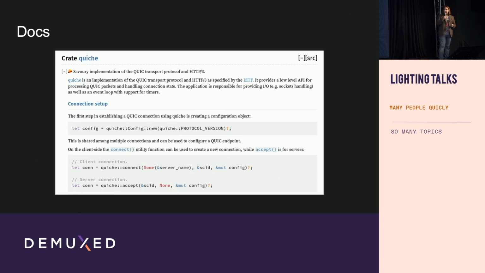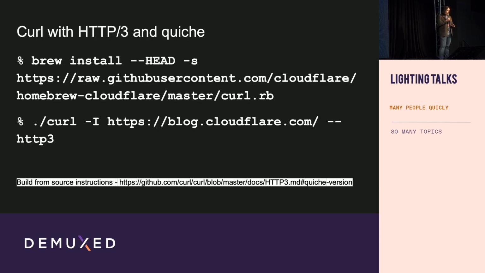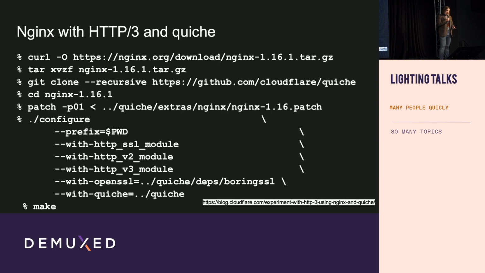Right, so what do we have? We've got the code, we've got the docs. Go and check that out if you care. If you really want to try out curl, you can do this quite easily on a Mac. You can use brew, do this, and then make that request. It should work. And there's way more detailed instructions on how to do this from source. So if that's what excites you, go and try it out.